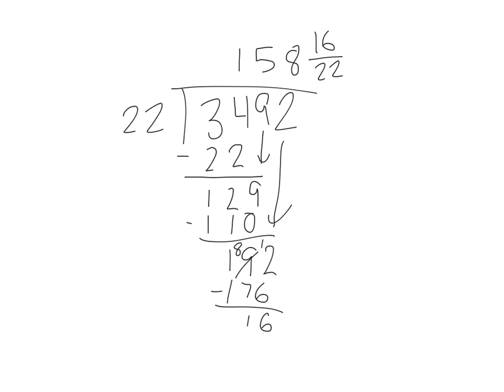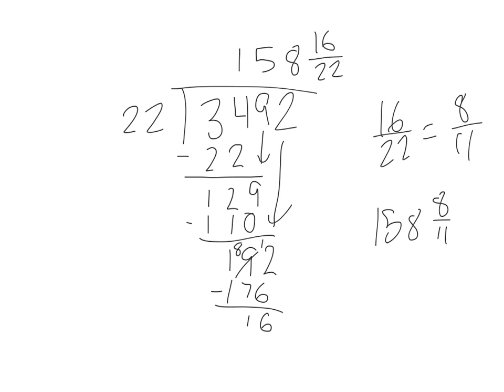Now I have the fraction 16 22nds, which they are both multiples of 2, so I will reduce that to 8 11ths. So my final answer of 3,492 divided by 22 is 158 and 8 11ths. Writing my divisor of 22 as my denominator, my remainder 16 as my numerator, which reduces to 8 out of 11.